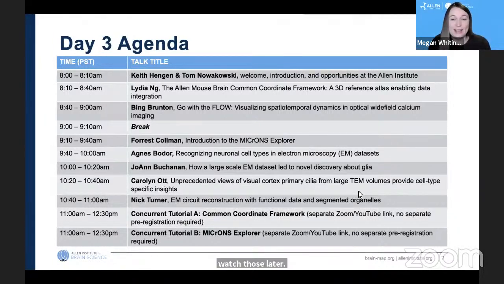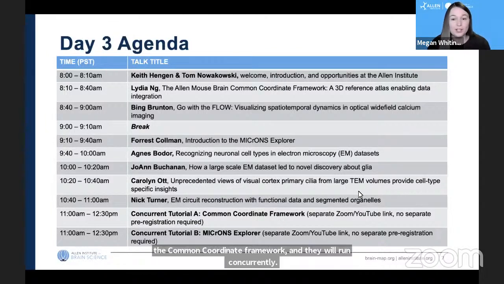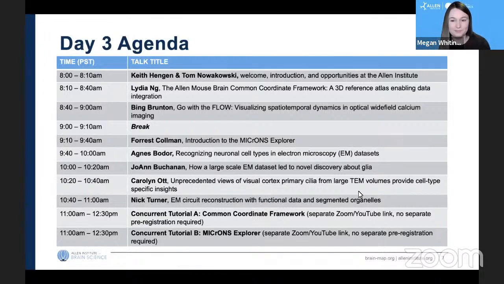And as a reminder, at the end of our program today, we'll have 2 tutorials on how to use the resources that are featured in the symposium portion and learn about what the Allen Brain Map can do for your research. Today's tutorials will be on the Microns Explorer and the Common Coordinate Framework, and they will run concurrently. The tutorials are in separate Zoom webinars, which you can find on that same login details page from alleninstitute.org. And both tutorials will be recorded, so if you pick one, you will be able to watch a recording of the other one at a later date.